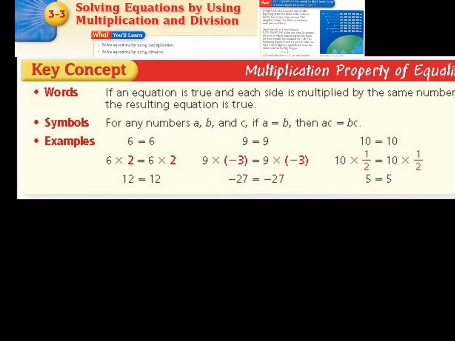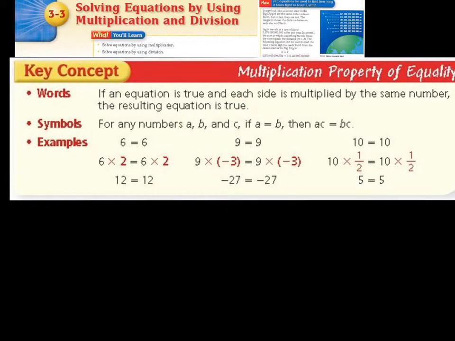The multiplication property of equality states, if an equation is true and each side is multiplied by the same number, the resulting equation is true. So using symbols for any numbers, A, B, and C, if A equals B, then if we multiply both sides by C, AC equals BC. And it looks pretty simple with numbers.